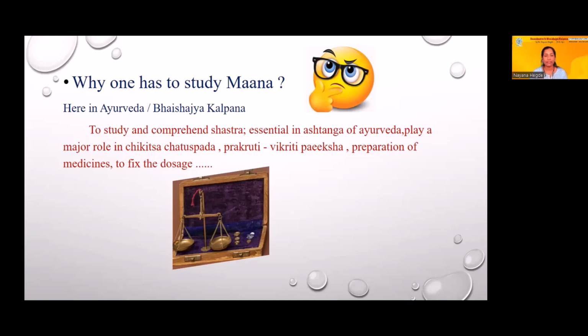In our life means to maintain our health and to treat our diseases. Similarly, to maintain health and treat diseases of another person. To study, understand and implement the Shastra, there are the Ashtangas in Ayurveda, and we need Maana for them. When you want to give treatment, in the Chikitsa Chatushpada, Maana plays an important role. If you want to analyze the Prakriti or the Vikriti of a person, we need some measuring parameters. If we know them properly, we can do the Prakriti and Vikriti Pariksha so that our diagnosis will be accurate.